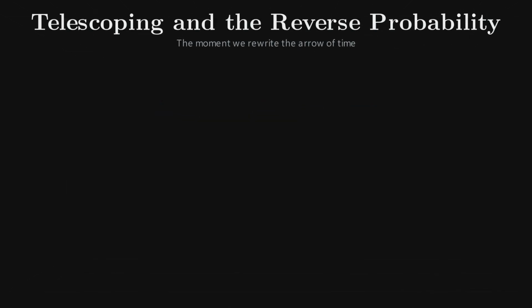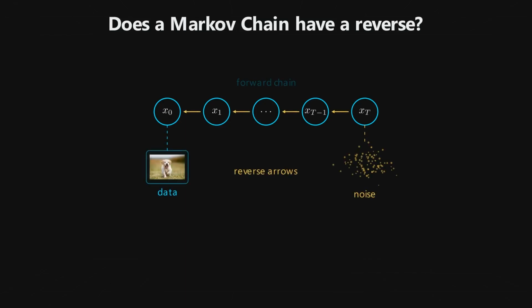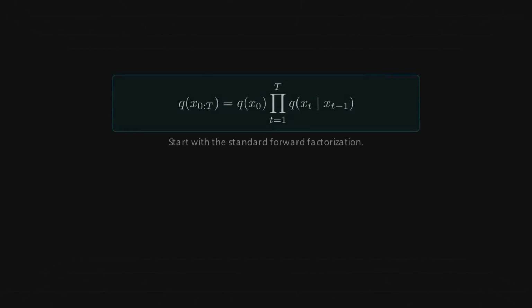Now comes the key question. If the forward Markov chain takes us from data to noise, can a reverse Markov chain take us from noise back to data? In symbols, can we describe transitions like this? q of xt minus 1 given xt. In other words, if I am standing at a noisy state xt, what is the probability distribution over the previous, slightly cleaner state xt minus 1? Theorem 2.2.5 says yes. The same joint distribution can be written in the reverse direction. And the tool that makes this possible is Bayes' rule.